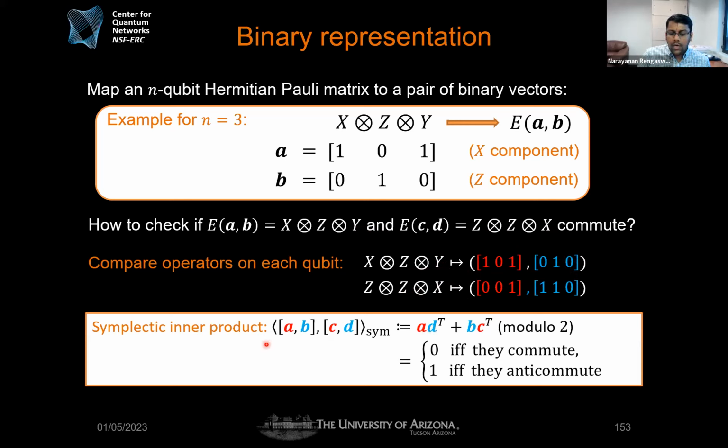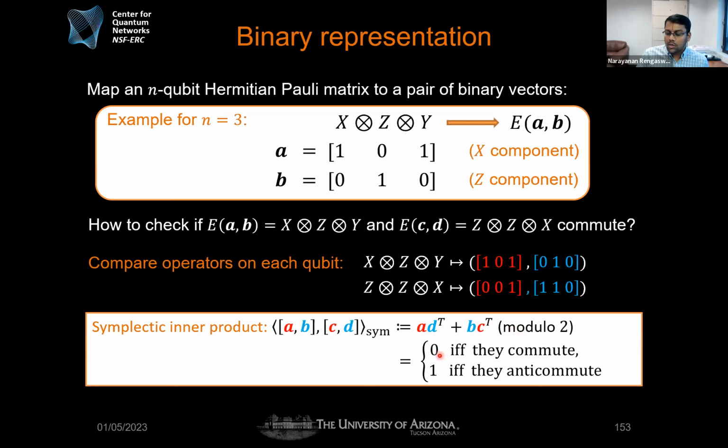And then this symplectic inner product basically tells you if the matrices commute or not. So what you do is you take the X component of the first vector, and then the Z component of the second vector, and then you take the binary inner product. And then you take the Z component of the first vector and the X component of the second vector, and you take the binary inner product, and then you sum them modulo 2.